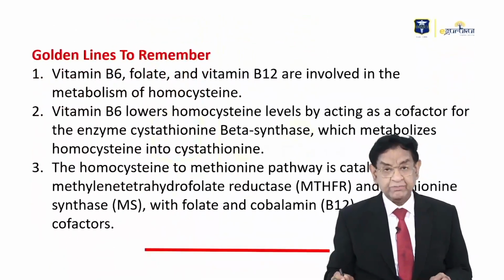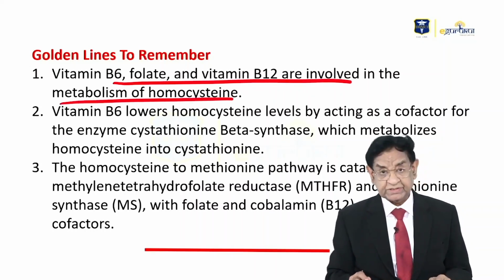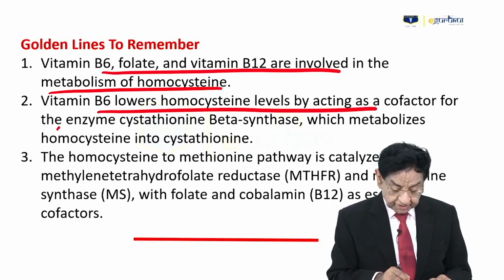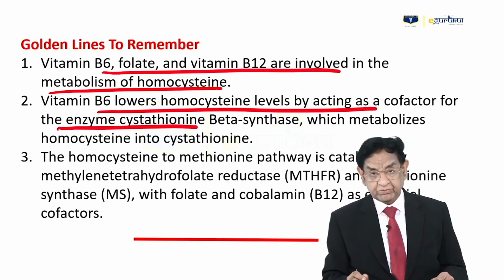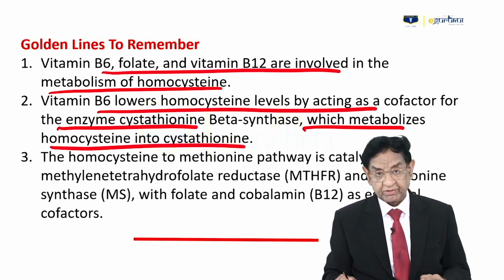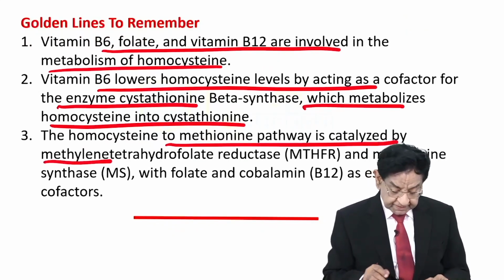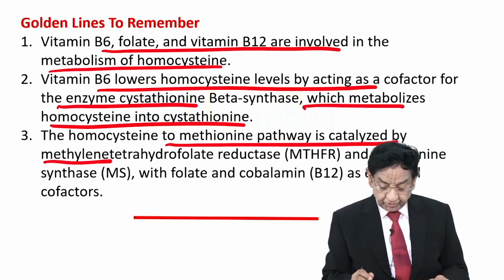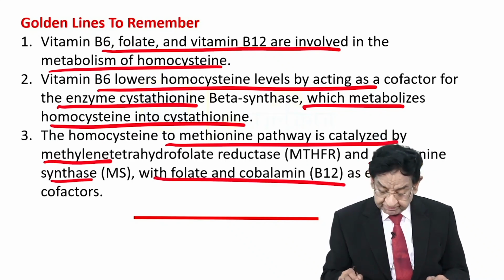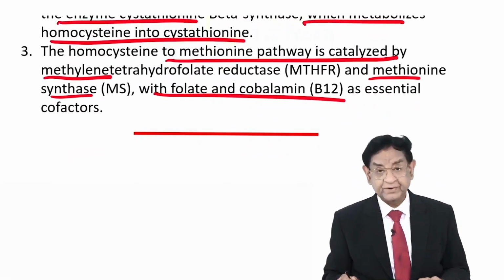The golden line to remember: B6, folic acid and B12 are involved in the metabolism of homocysteine. B6 lowers homocysteine level by acting as a cofactor for the enzyme cystathionine beta-synthase, which metabolizes homocysteine to cystathionine. The homocysteine to methionine pathway is catalyzed by methylenetetrahydrofolate reductase and methionine synthase. For this, we need folate and B12 as essential cofactors.